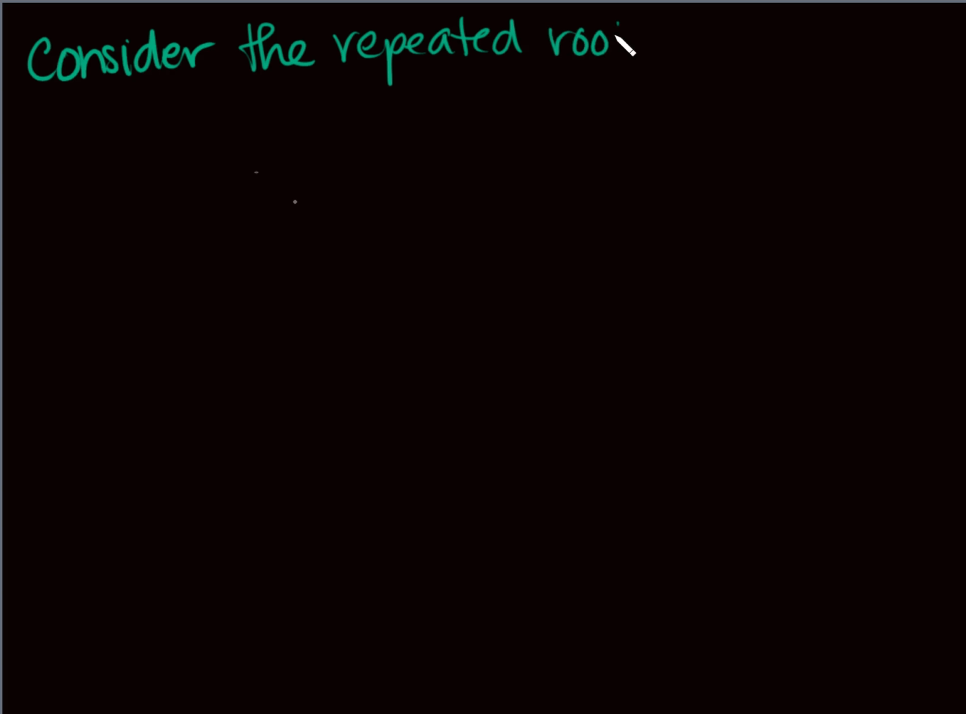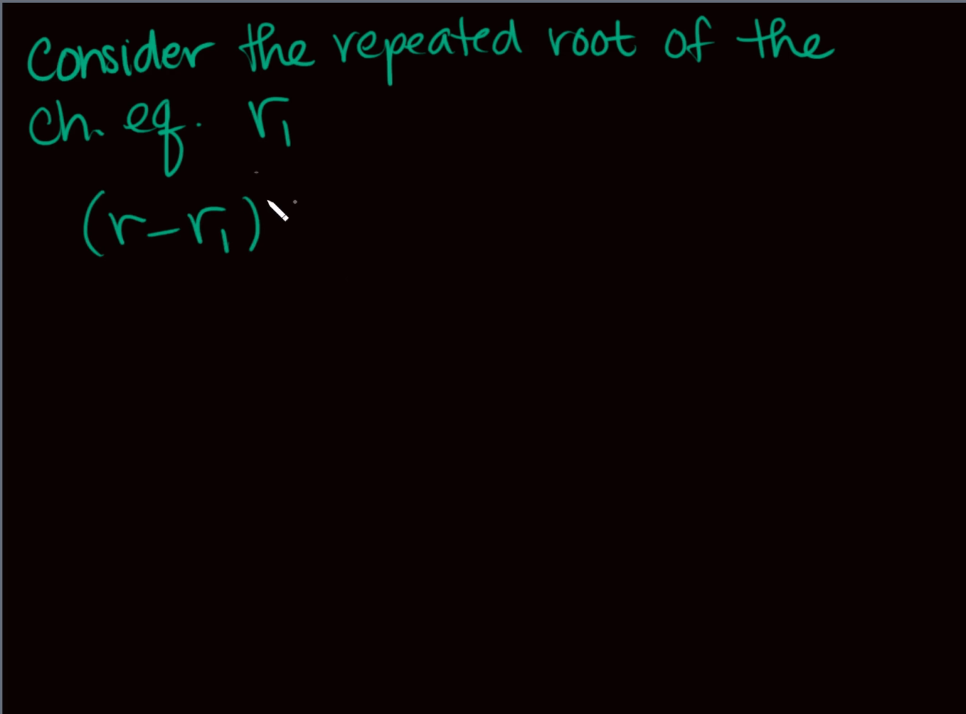Consider the repeated root of the characteristic equation. And let's just say that repeated root, let's call it r sub 1, okay? So what we would have had then is r minus r sub 1 quantity squared equals 0. This is how I get a repeated root if it factors into a perfect binomial. So if that's true, let's FOIL this out really quick. This would be r squared minus 2 r1 r, plus r sub 1 squared equals 0.